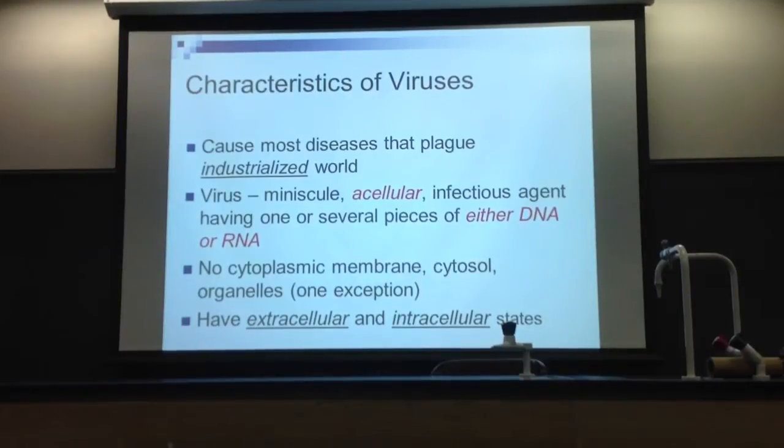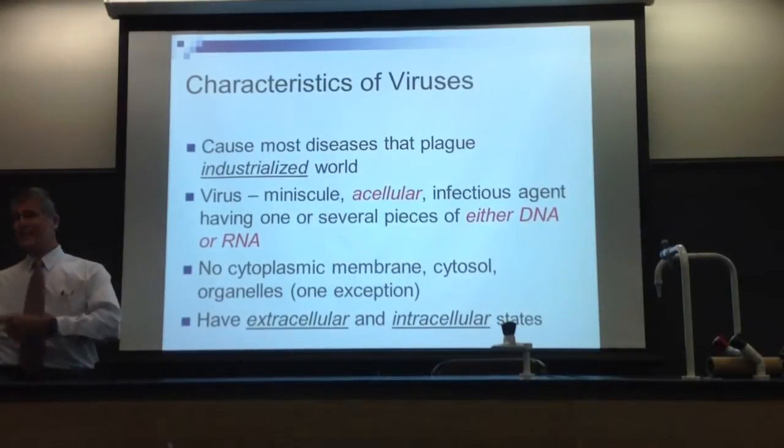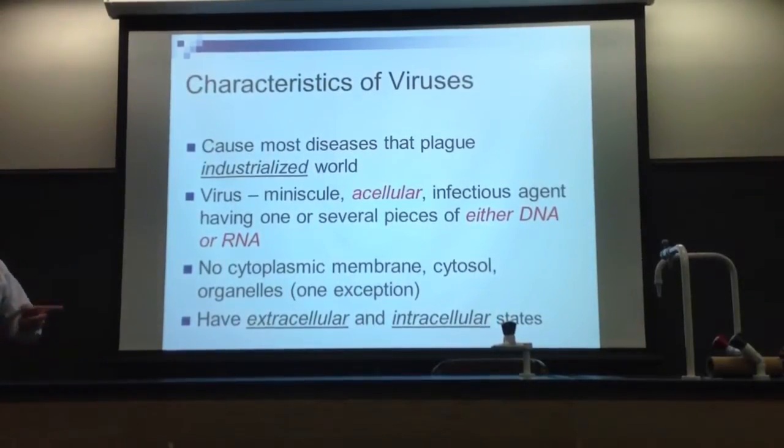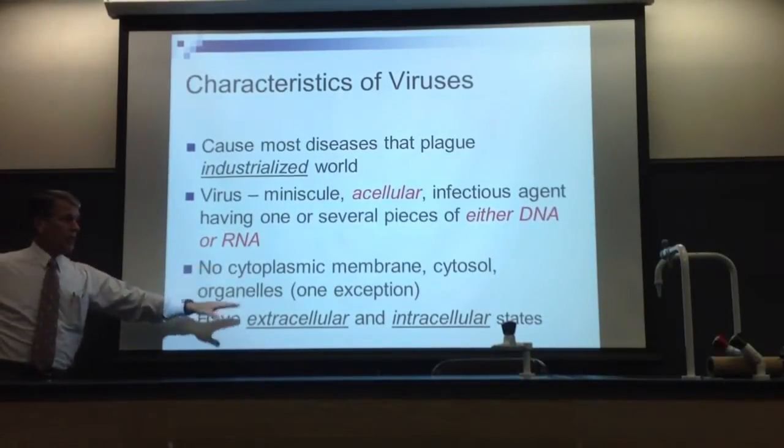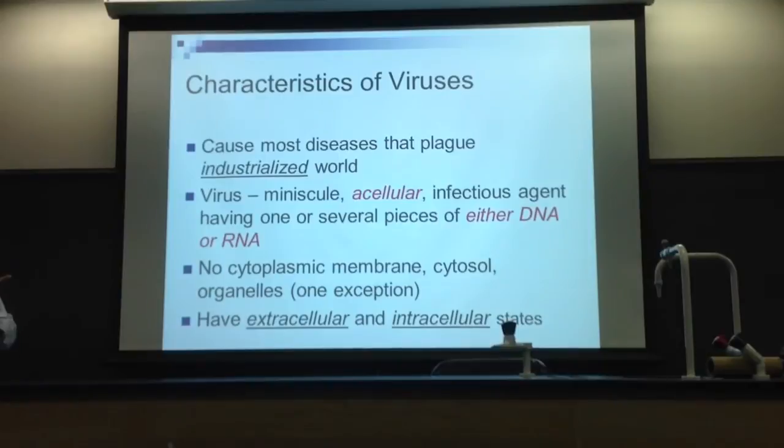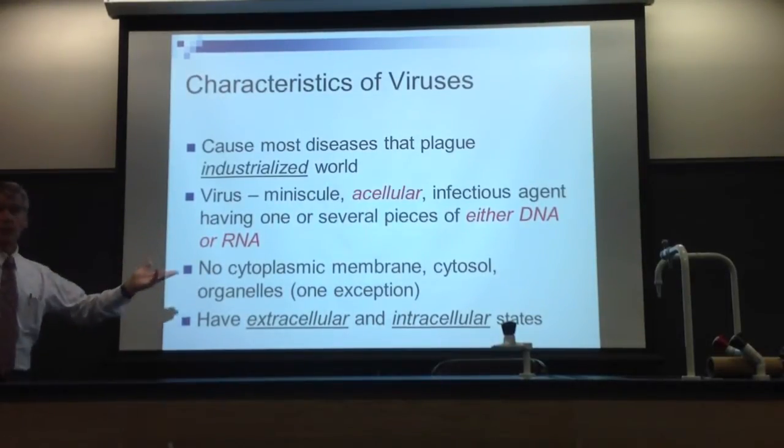They're infectious agents that have either DNA or RNA, but never both. They could be RNA viruses or DNA viruses, but you never have both. There's no cytoplasmic membrane, no cytosol. What's the cytosol? It's that jelly-like stuff inside of cells. In a bacterial cell, you have that milieu of stuff that things are floating in. That's the cytosol. Well, they don't have that.